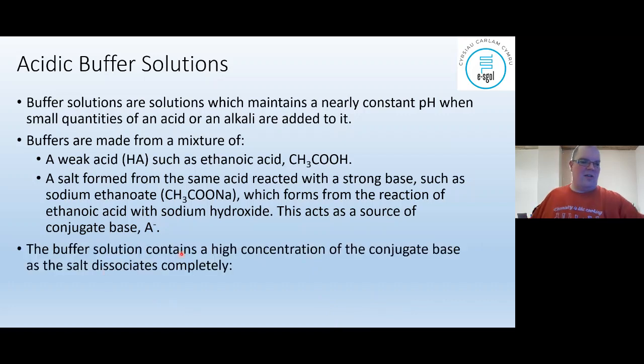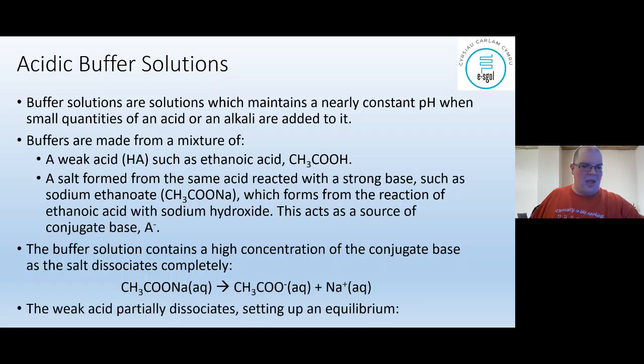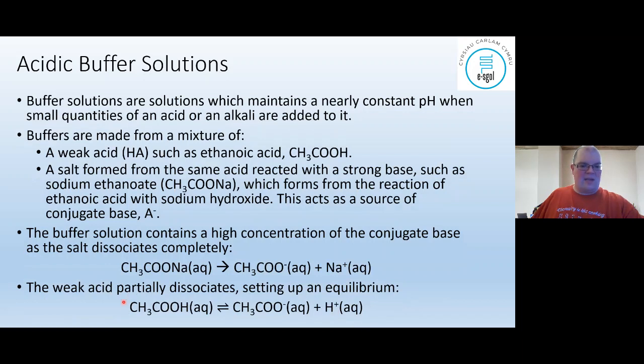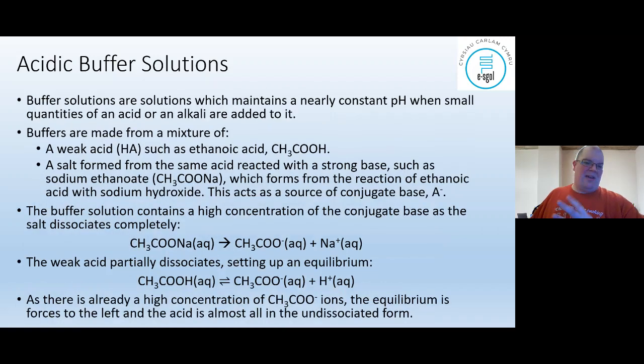Now the buffer solution maintains a high concentration of the conjugate base as the salt dissociates completely. So that sodium ethanoate is going to split up entirely into ethanoate ions and Na plus ions. The weak acid partially dissociates, as weak acids do, and sets up an equilibrium of the ethanoate and H plus against the weak acid. And because there's already a high concentration of ethanoate ions, the equilibrium is forced to the left and the acid is almost all in the undissociated form.